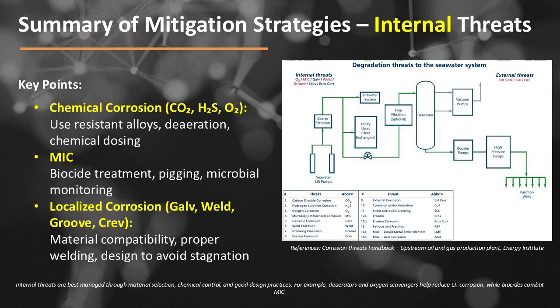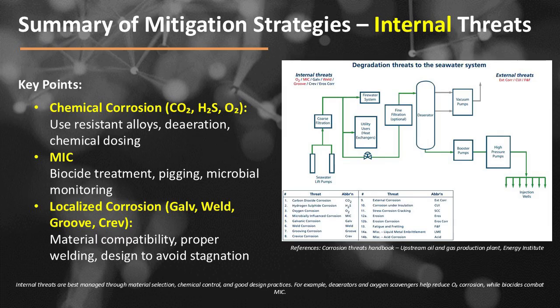Summary of mitigation strategies: internal threats. Internal threats are best managed through material selection, chemical control, and good design practices. For example, deaerators and oxygen scavengers help reduce O2 corrosion, while biocides combat MIC.